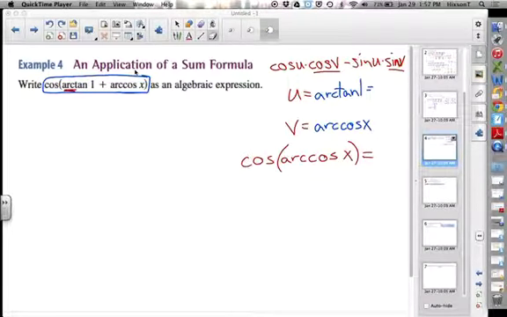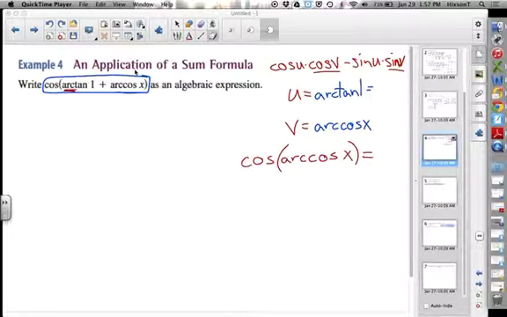Alright, so we're going to pick up with this problem here that we introduced yesterday. We're trying to find the cosine of the arctangent of 1 plus the arccosine of x. We're not going to be able to find an exact value, but we will be able to get an expression for this in terms of x. I set it up a little bit here for you.